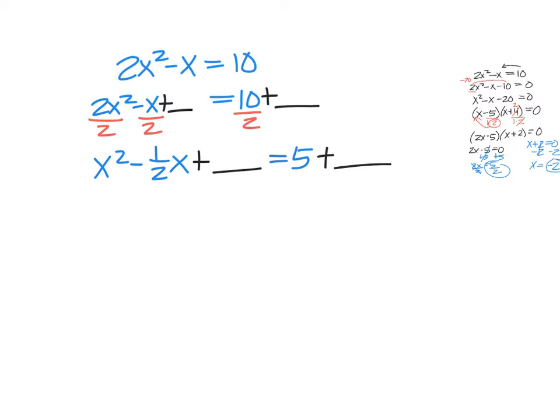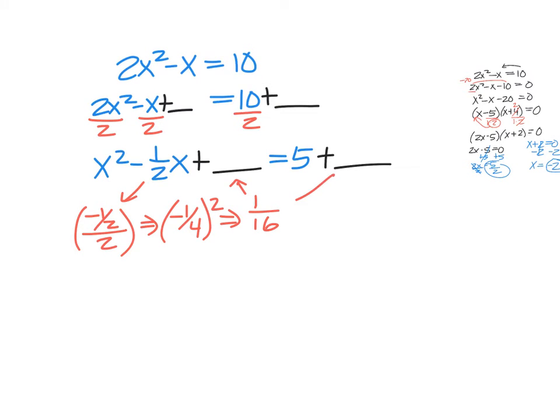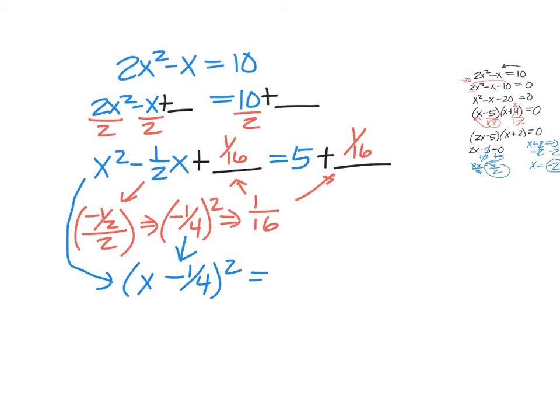Now let's go through completing the square. We take that 1/2 and divide it by 2, which is negative 1/4. We square that, and that's positive 1/16. So that's what goes here and here: 1/16. Now I'm going to factor this. That factors easily now because we know what that middle term is: x minus 1/4 squared equals. Now I'm going to add these.